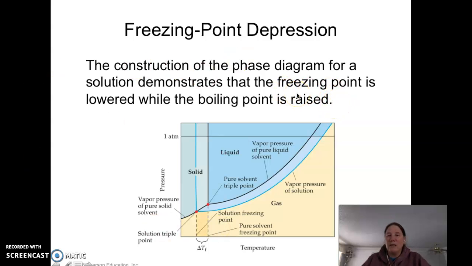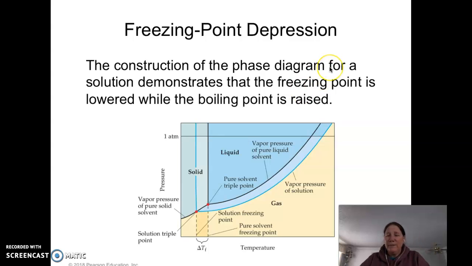So it does the same thing though. This is why we put salt on ice. It really doesn't melt the ice. What it does is it interacts with the water, and now it has to be colder for it to freeze. So it kind of melts the ice, but really what it's doing is changing the freezing point.